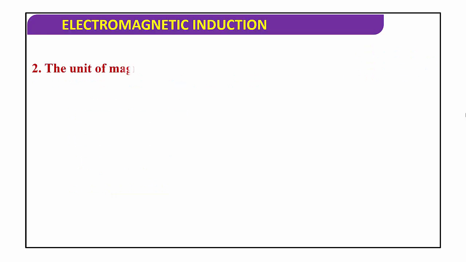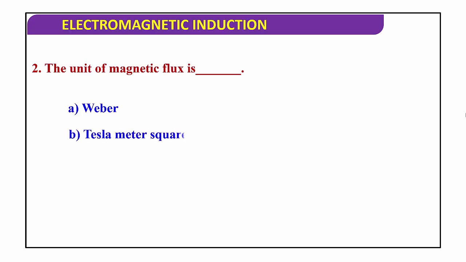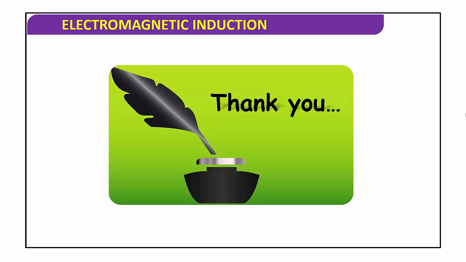Then, second question, the unit of magnetic flux is: options Weber, Tesla meter square, both A and B, Tesla. Yes, Weber and Tesla meter square are both the SI unit of magnetic flux. That's why both A and B are the right answers. Option C is right. Yes, this is all about magnetic flux. In the next class, we can study about Faraday's laws.